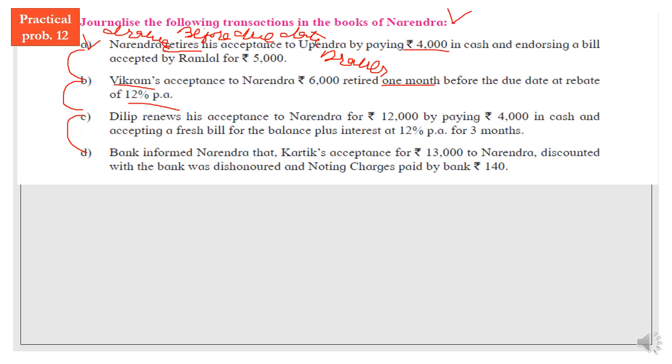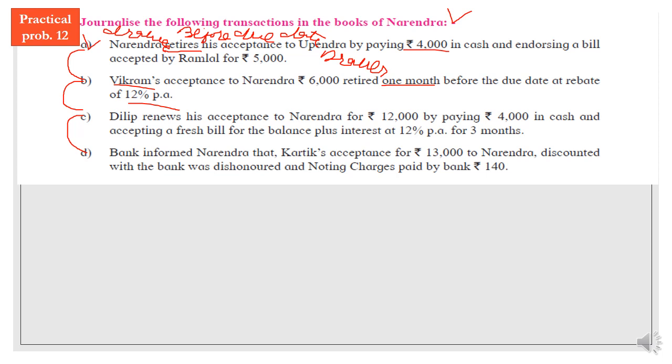Next is Dilip renews his acceptance to Narendra. Dilip requests Narendra to renew his acceptance, for which Dilip is paying 4,000 as a part payment in cash. When cash is written, you can write cash account debit, students. No need to write bank account. And he is accepting a fresh bill for the balance. After adding the interest due, the fresh bill will be drawn for 3 months.